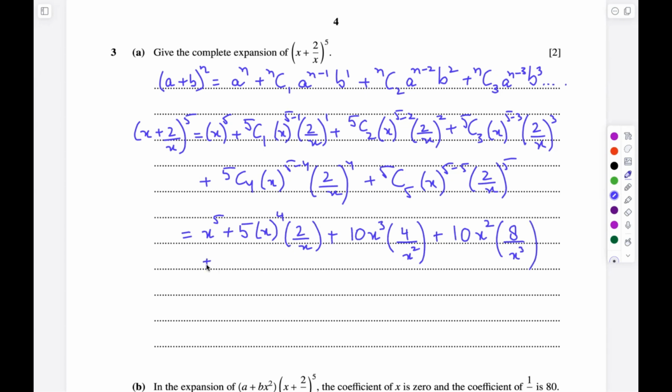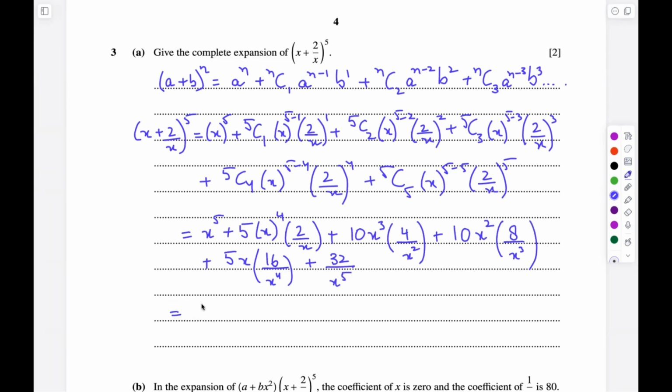So 5C4 in the calculator is 5. So this will become 5x. 2 to the power 4 is 16 upon x to the power 4. And then 5C5 is 1. And x to the power 5 minus 5 is 0. 2 to the power 5 is 32. So that will become plus 32/x^5.